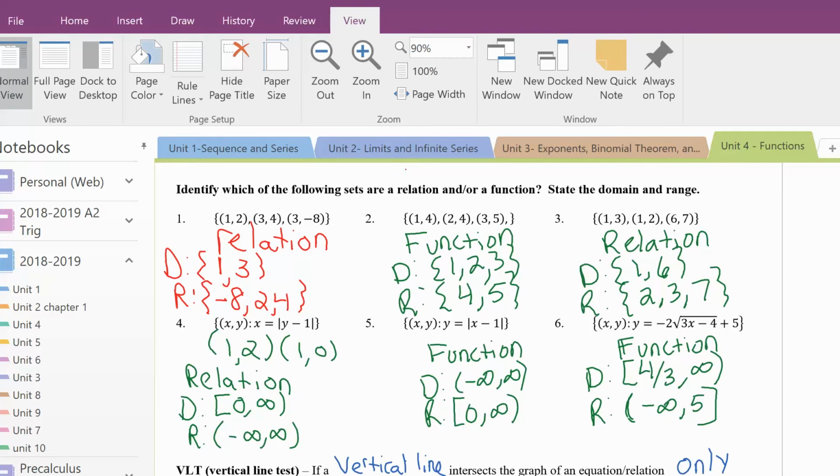Number one is a relation because if you notice, the element in the domain, 1, has two range values, 2 and 4. Number 2 is a function because every element in the domain has exactly one range value. Number 3 is a relation because the element 1 has two range values. Number 4, that is a relation because if you put in a number for x, like 1, well, you could get 2 for y or 0 for y.